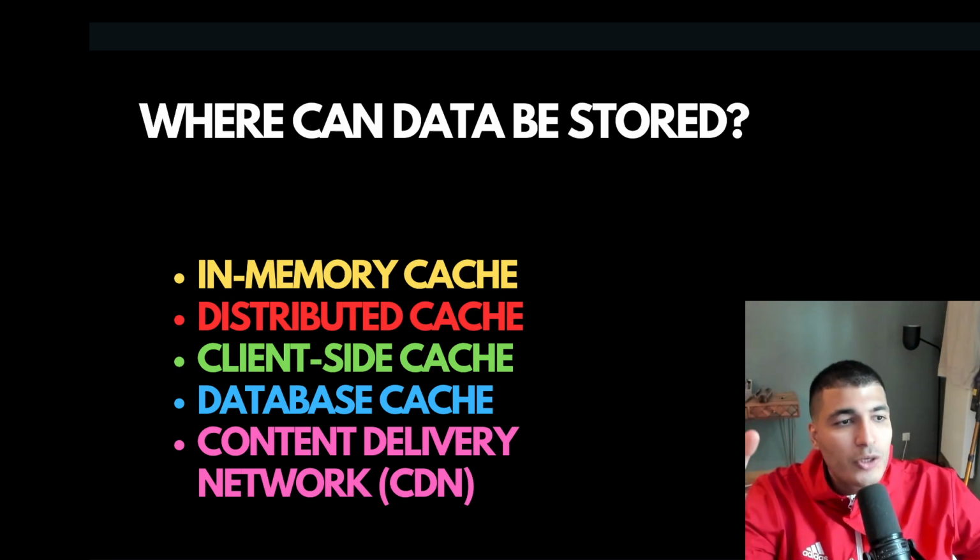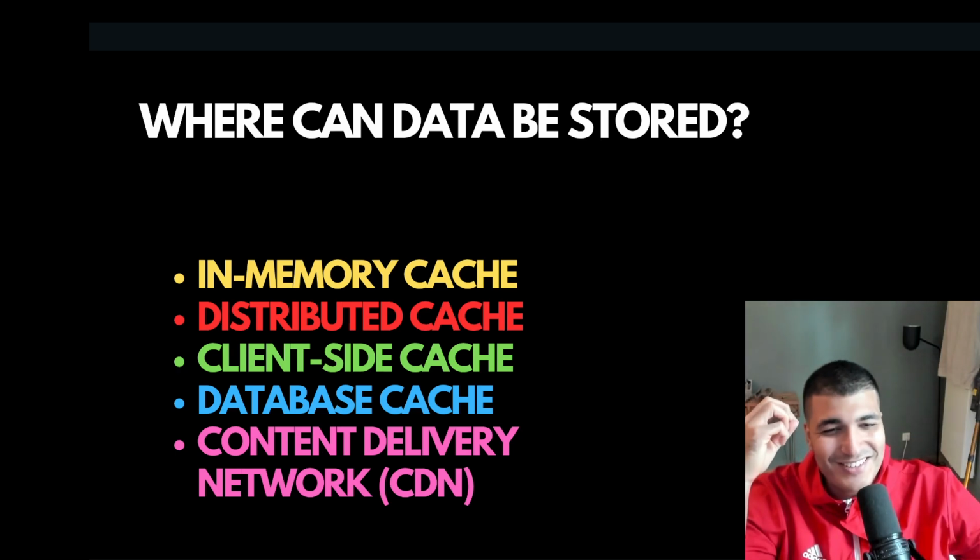Number two, we have distributed cache. When you are dealing with large-scale systems that span multiple servers, a distributed cache becomes essential. It ensures that cache data is constantly available across all the different nodes in your distributed system, providing a unified caching layer. Examples include Redis Cluster, which distributes Redis data across multiple nodes, and cloud services like Amazon ElastiCache.